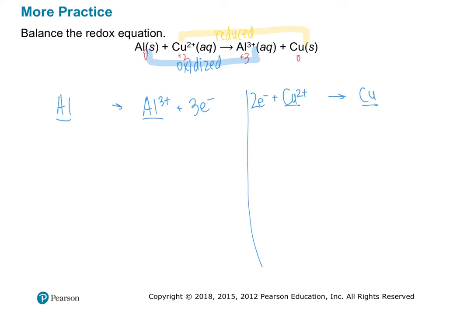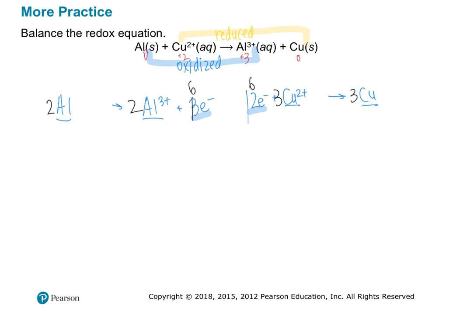Now I want to combine these reactions, but before I can do that, I need to make sure that my electrons are the same number. So I have 3 and 2, so I'm going to multiply this whole thing so that we have 6 electrons. So I'm going to multiply this side by 2, giving 6, and multiply copper by 3. So 6, 3, and 3. Now we can add these together.